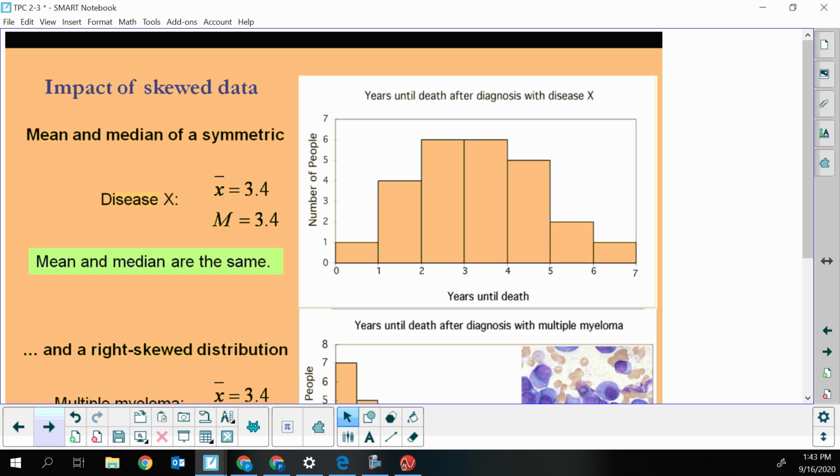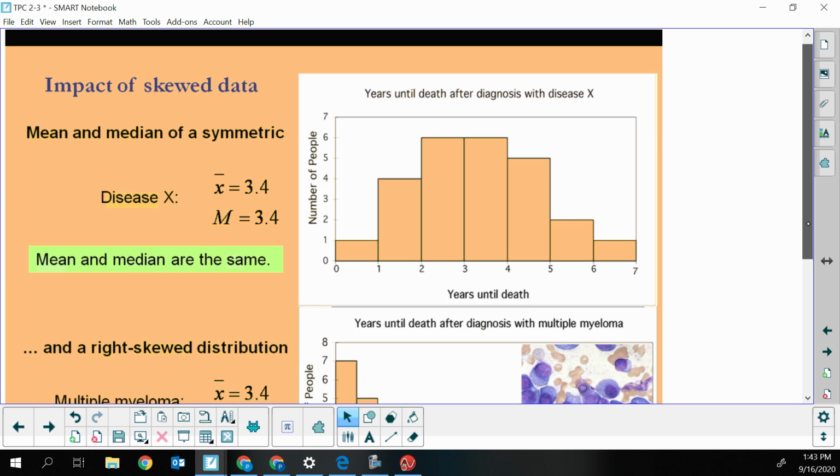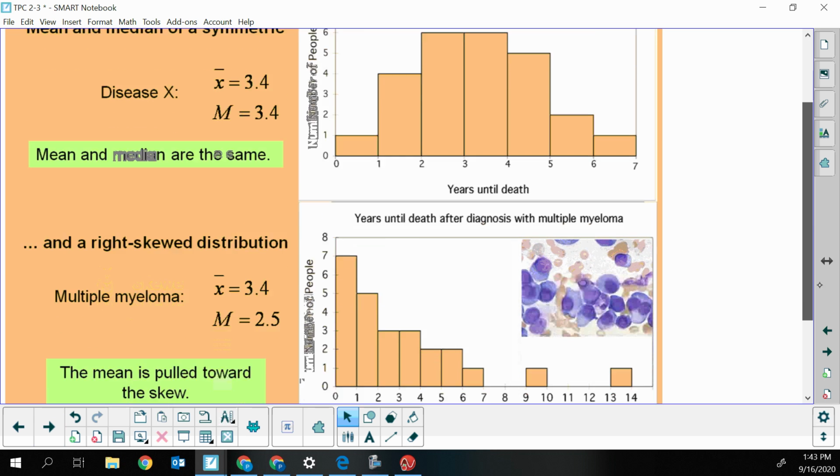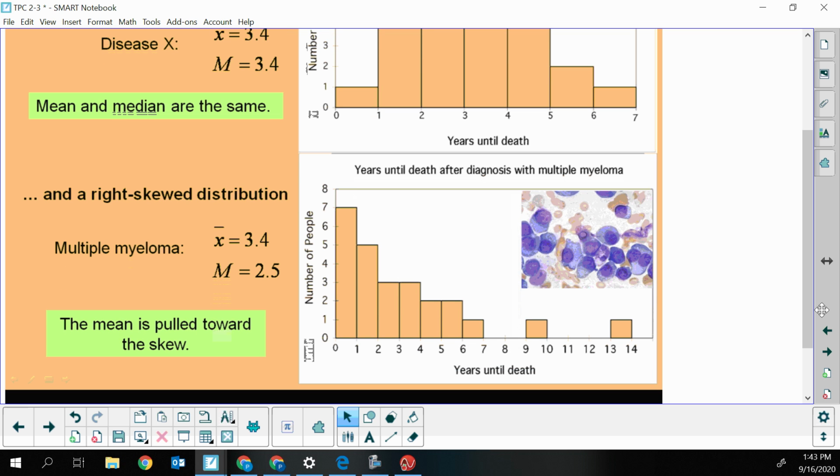On the bottom of 19, you have an example of a symmetric distribution where the mean and the median are the same. But on the right, this is a right skewed distribution. And notice the mean got pulled to the right. The mean is 3.4, the x-bar, while the median is 2.5.